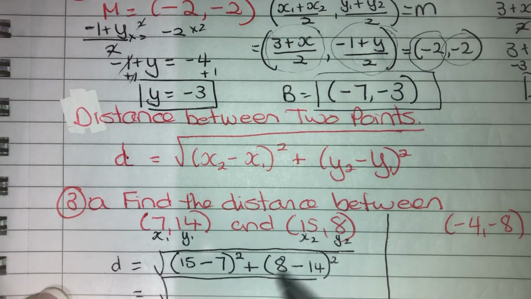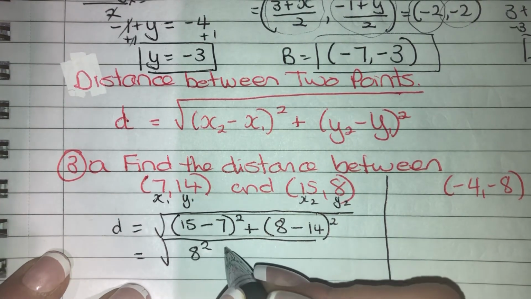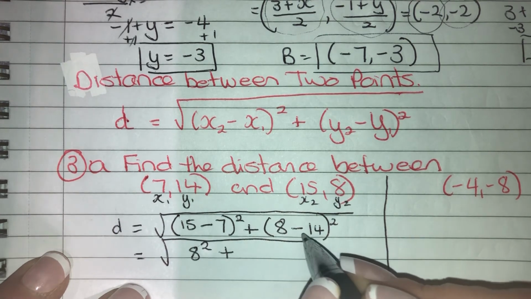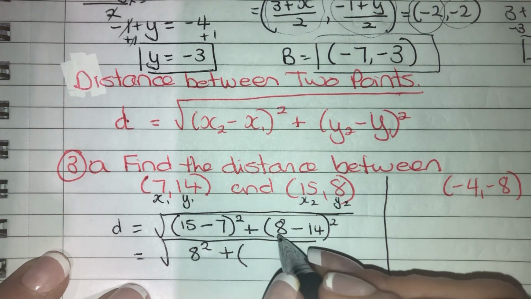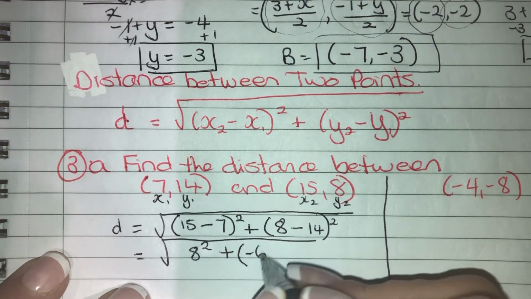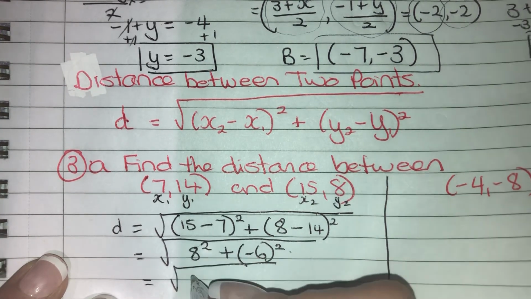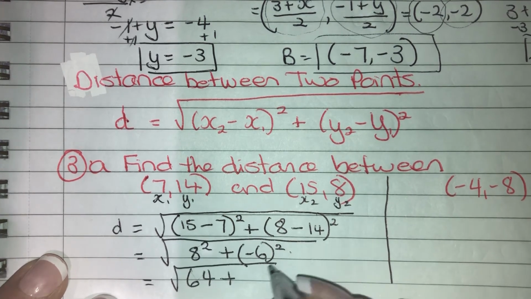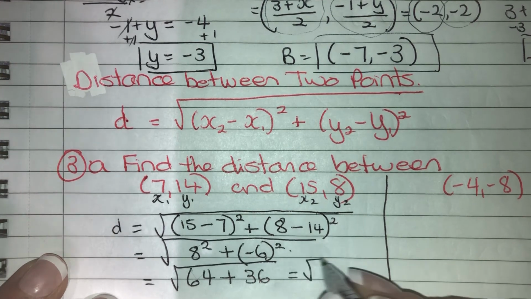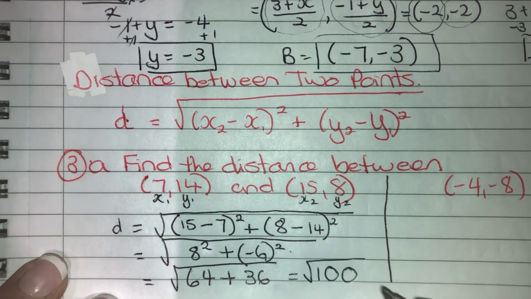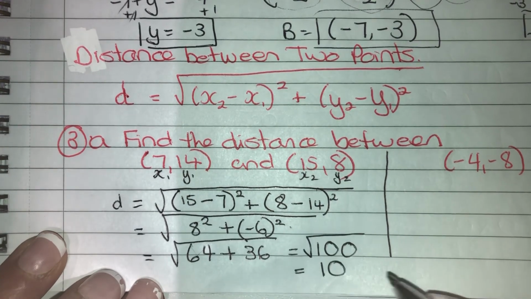Sorry about the cat. Okay, 15 minus 7 is 8. We're going to square that in a minute. Plus 8 minus 14. Now we need to put this in a bracket because it's going to become a negative. So 8 minus 14 is minus 6, all squared. What's that going to become? 8 squared is 64, plus 6 squared is 36. You can use your brain because it's pretty easy, or you can use your calculator. Answer's the square root of 100, so your answer is 10.